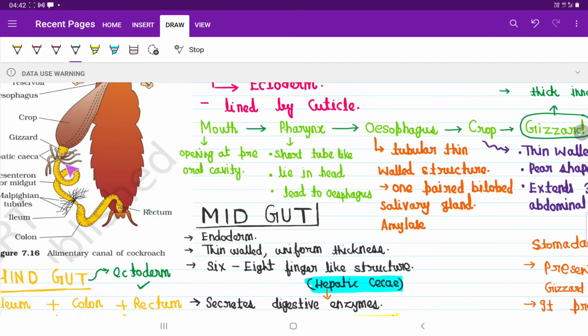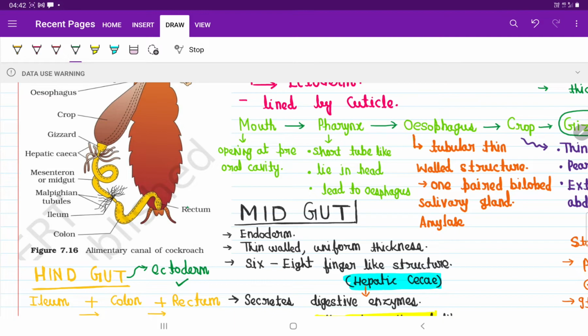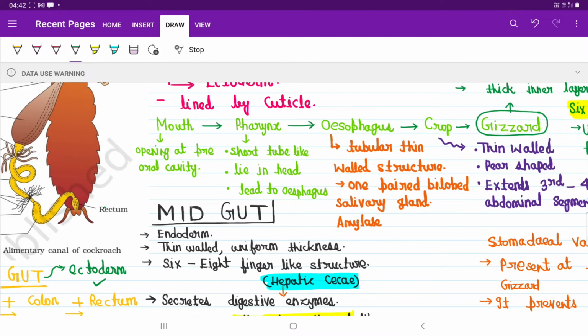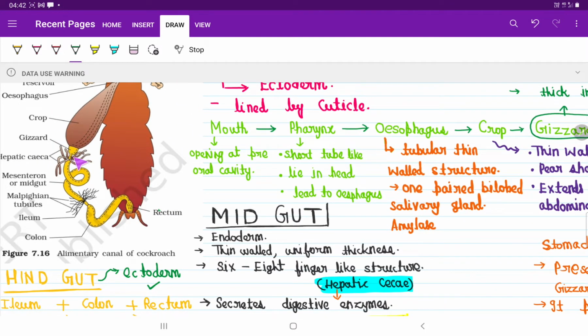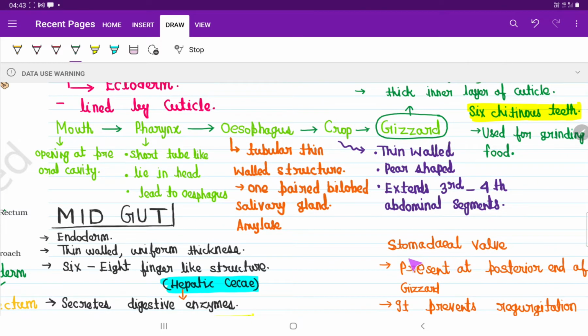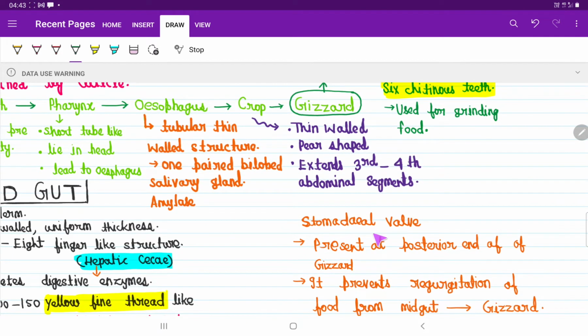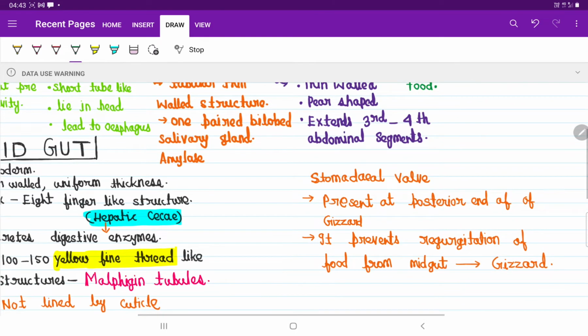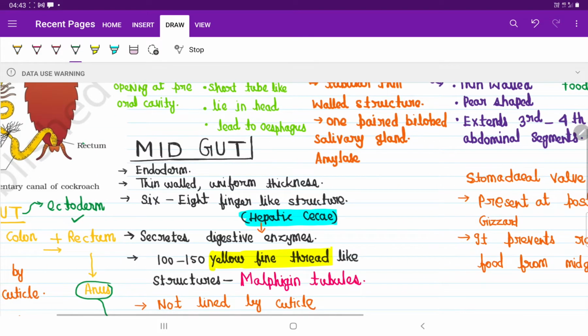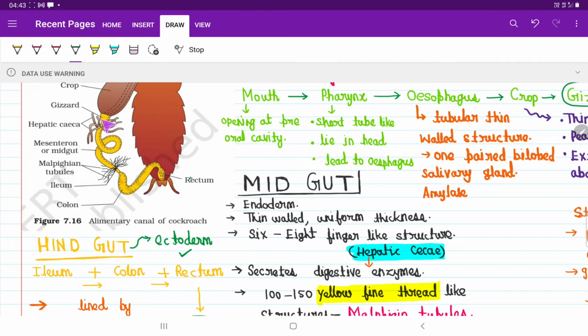Now, after the gizzard, the midgut starts. Between the gizzard and midgut, are you observing 6 to 8 ribbon-like structures? These are called hepatic caeca. At the posterior end of the gizzard, at this point, there is one valve-like structure, and that valve is called the stomodeal valve. This stomodeal valve prevents regurgitation, meaning backflow of food from the midgut to the gizzard. The food that came here should not go back to the gizzard. For that, nature has given the stomodeal valve.